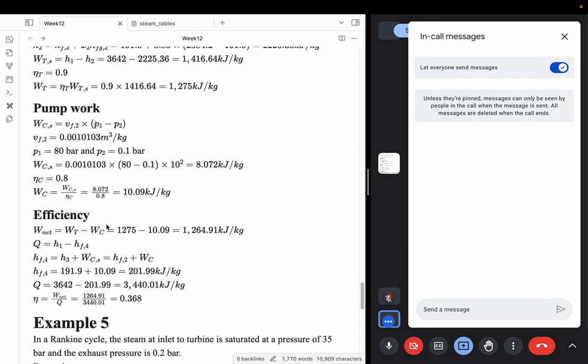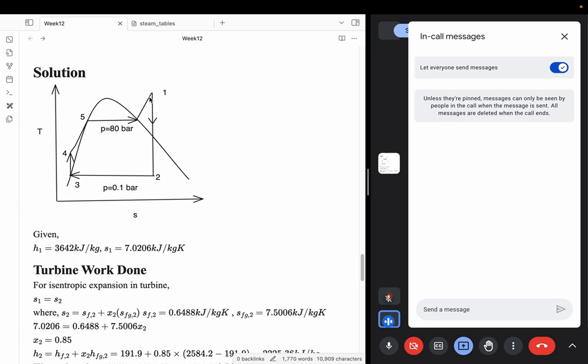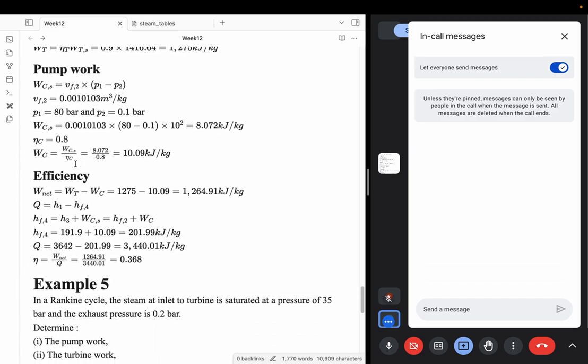Now for efficiency, you calculate the net work done, that is turbine minus compressor. Here also you can see that this is in the order of 1200 and this is in 10, so this is practically negligible. Again, now you calculate the heat Q. So Q is again H1 minus H4. And in order to calculate H4, I can make it approximately equal to HF4, and HF4 I can get from the work done for the pump. It's the same as we have just done now. Right? Are there any questions in this?